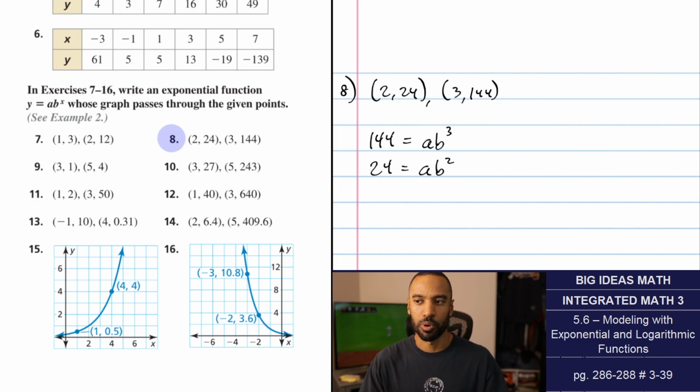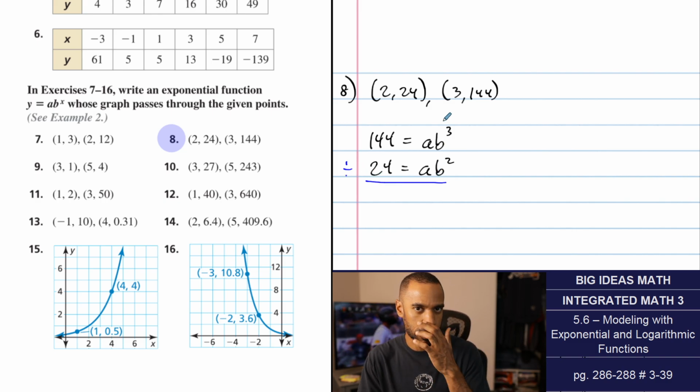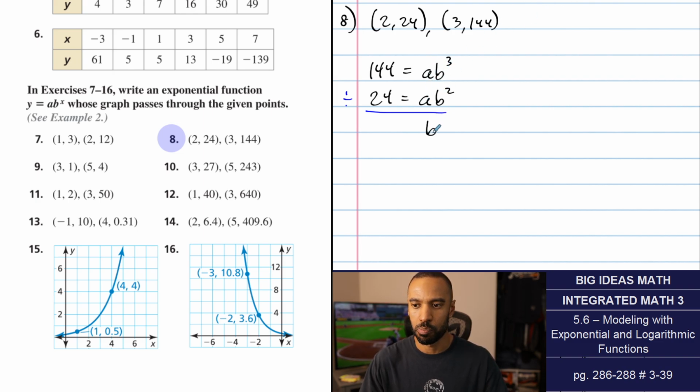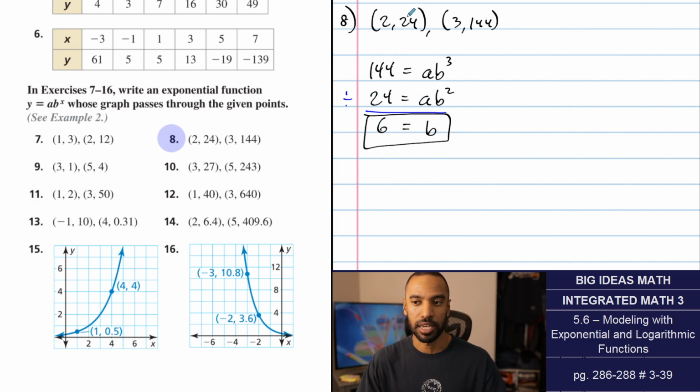Now I show this in the lecture portion, but I'm basically going to do a division between these two things. You can divide things as long as they're equal to each other, divide both sides. A divided by a is 1. You're left with b cubed over b squared, which is b, and 144 divided by 24, which is 6. Totally makes sense for the problem, by the way, because from 2 to 3 is an increase in x by 1. From 24 to 144 is multiplying by 6. That's how exponential functions would work.